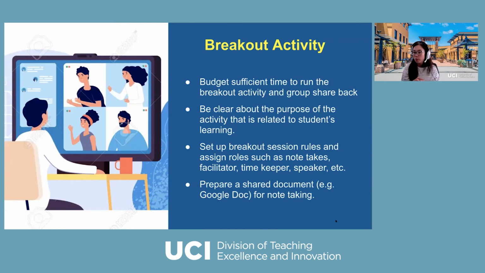Be clear in the purpose of what they are doing in that breakout room time. Give them very clear instructions and the expectation. And then also give them a role. Make sure you have roles each student could take on. One of them could be a note taker, facilitator, timekeeper, speaker, and so on. And if you're using, let's say, Google Doc, Google Jamboard, or something similar, prepare it before you have the actual breakout room activities.